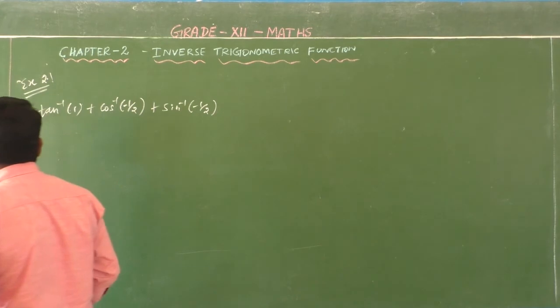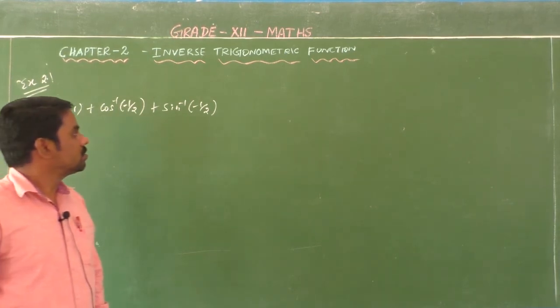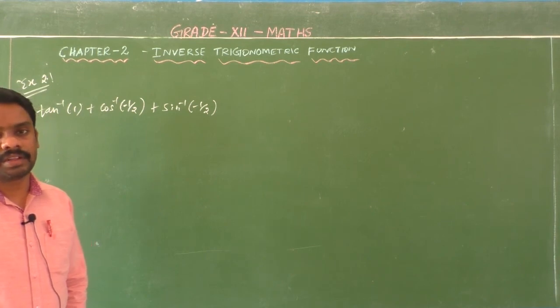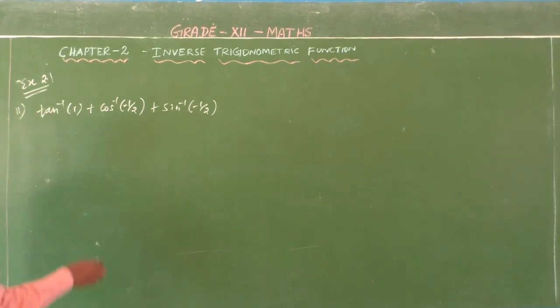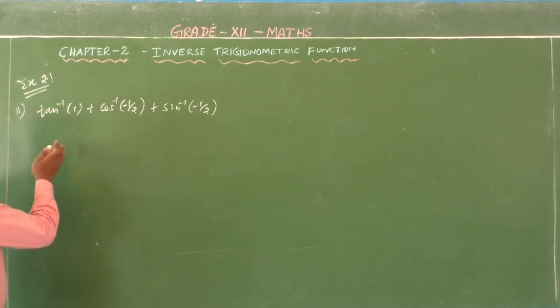Listen. First find the tan inverse 1 value, second the cos inverse minus 1 by 2 value, and third find the sine inverse of minus 1 by 2 value. So the sum of the three values is equal to the required answer. Okay, right. Listen. Tan inverse of 1.